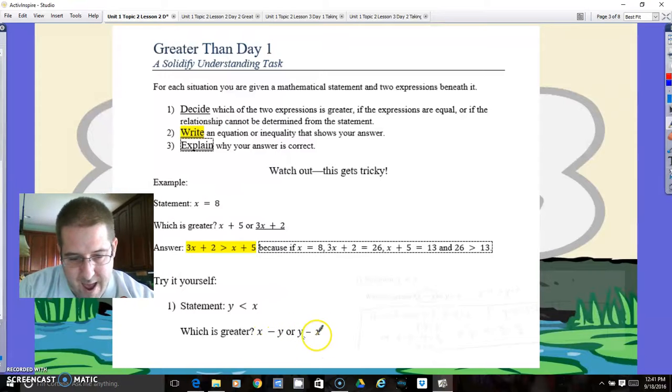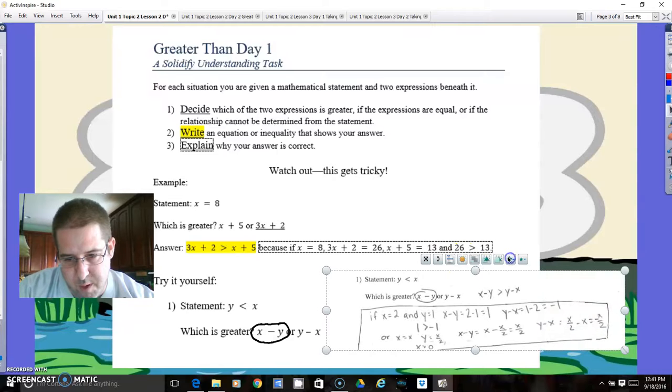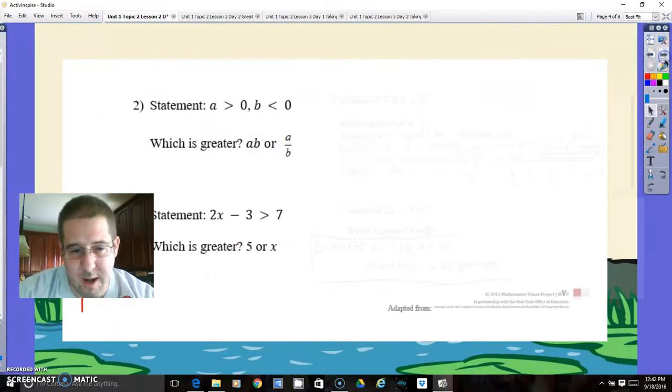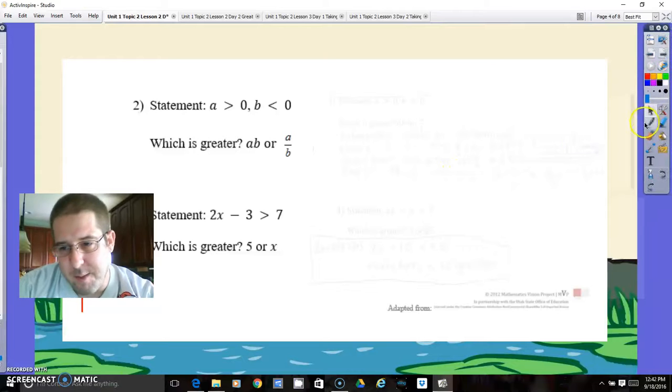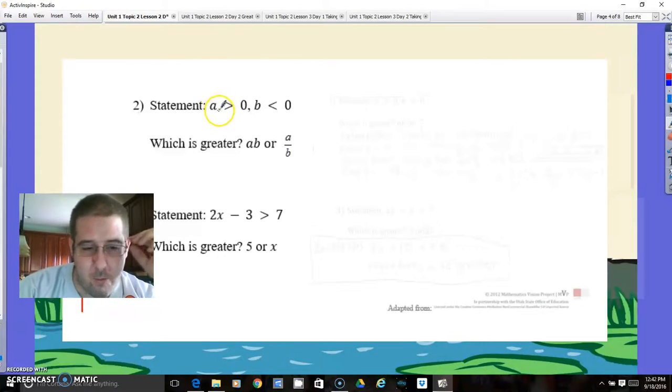So in this case, if this has to be a negative and this has to be a positive, then that is the greater answer. Now I can reveal the answer here as well, but it's pretty much everything I just stated, and this is my algebraic reason why. So there's a lot of thinking going on in this lesson. This is a great lesson, and some of these questions can be very tricky. I'm not going to go over all of them, but I will do a couple more.